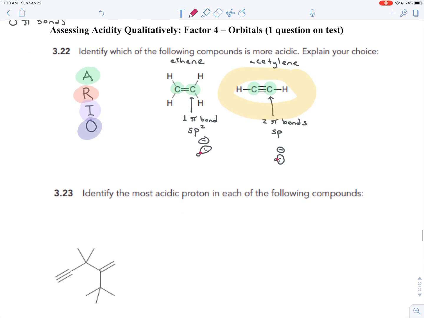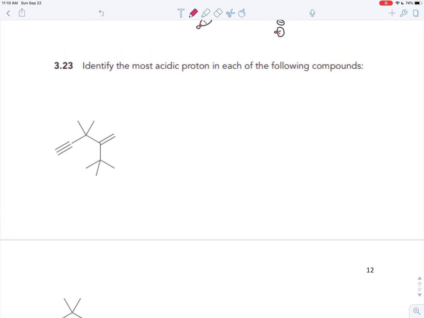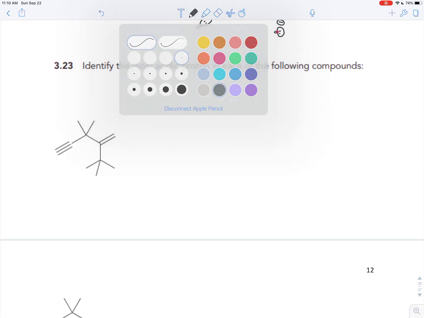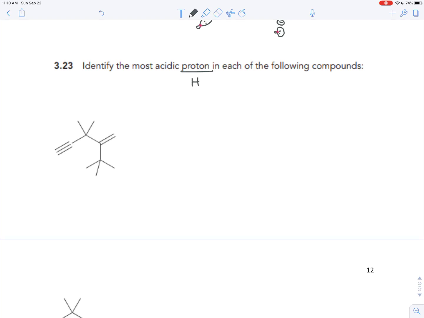Okay. How about in this next one? Now we have a lot. It says identify the most acidic proton, and notice that they're using the word proton synonymously with hydrogen. Hydrogen is an atom with 1 proton in its nucleus and 1 electron going around it. If you take the electron away in order to get that H+, then it's just a proton. So they're asking which proton is more likely to come off the molecule.